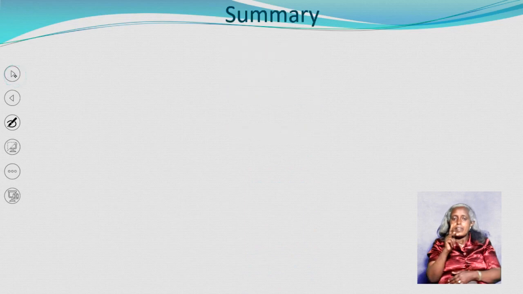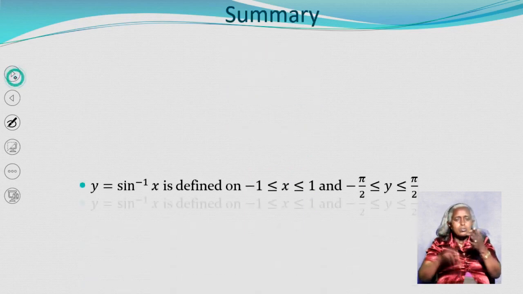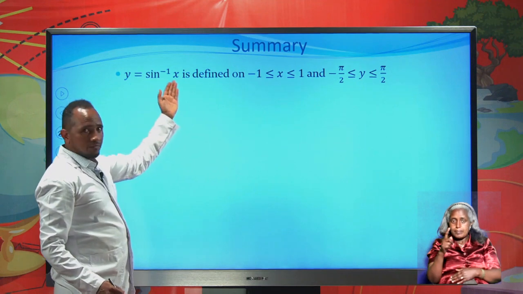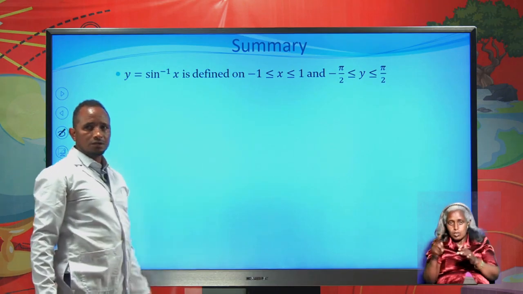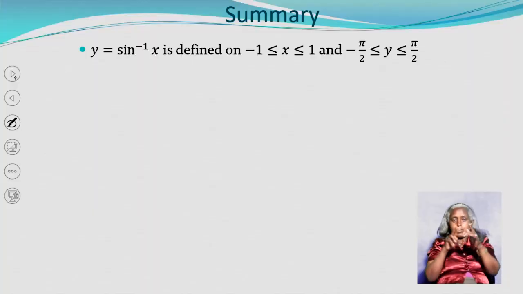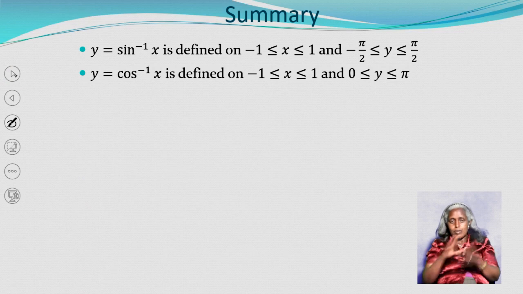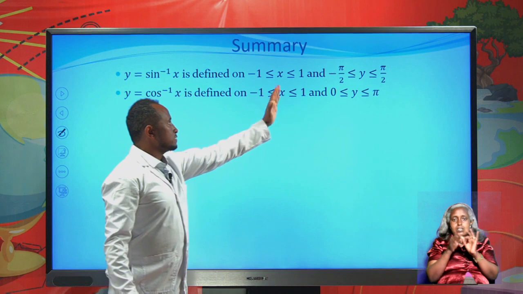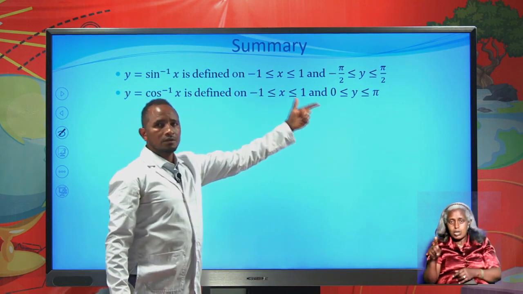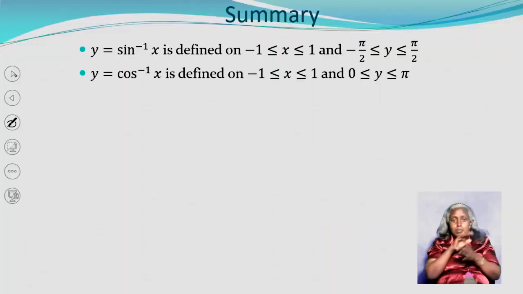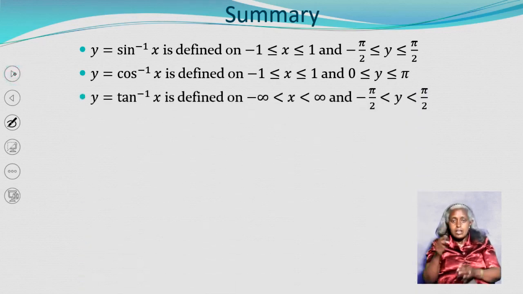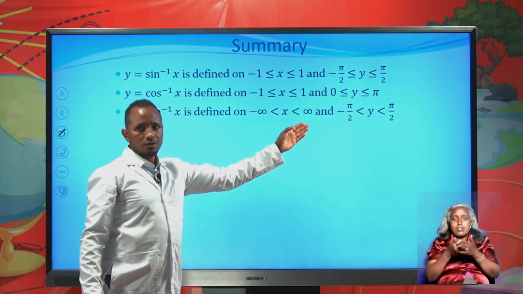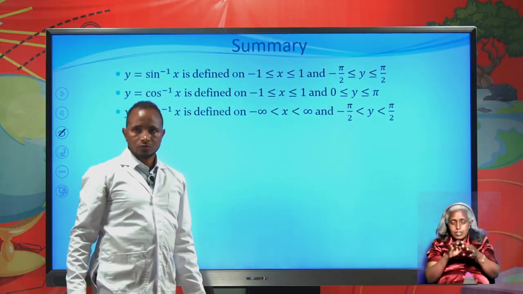Okay, to summarize what we have seen today: 1, sine inverse of x is defined on the domain between -1 and 1, and its range is defined from negative pi over 2 up to pi over 2. Cos inverse of x has domain x between -1 and 1, and y is between 0 and pi. Tan inverse of x is defined on x from -infinity to infinity, and y between negative pi over 2 and pi over 2.